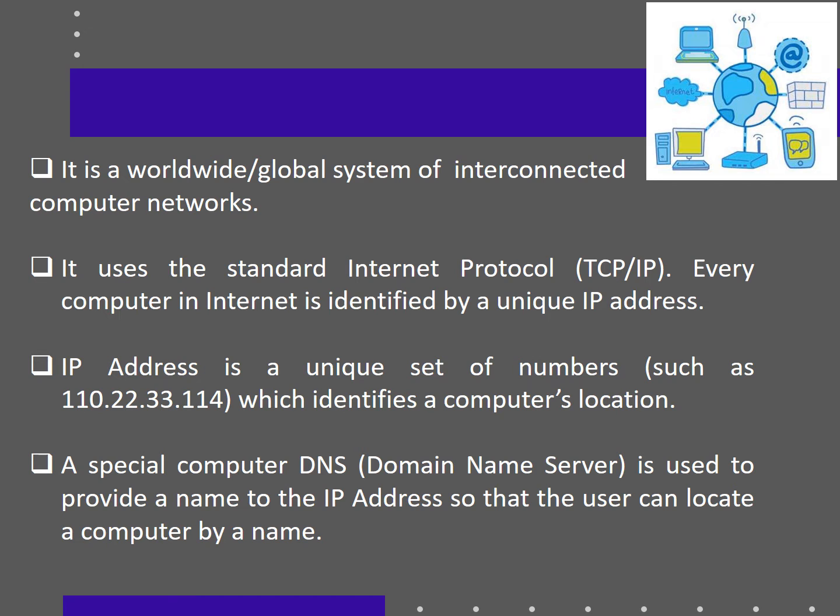This IP address is a unique set of numbers such as 110.22.33.114. It is used to locate or recognize a particular computer, and it can also be used to identify a computer's location. A special computer, the DNS, which means domain name server, is used to provide a name to the IP address so that the user can locate a computer by a name. So by using a DNS, every computer is given a name so that it is easy for a user to locate the computer.